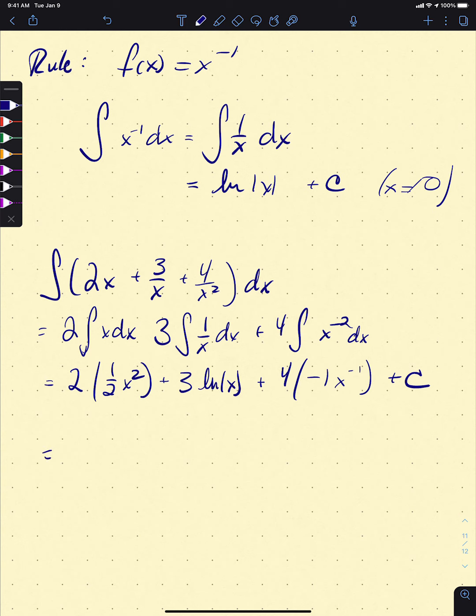And as we give this one final step of simplification, we're going to get x squared plus 3 times the natural log of the absolute value of x. My absolute value bars were a little round there. Minus 4 over x plus c.